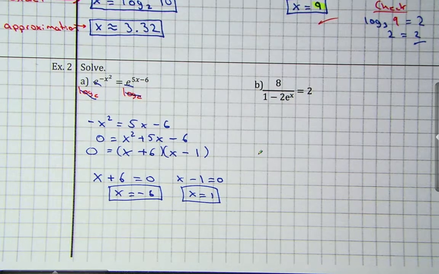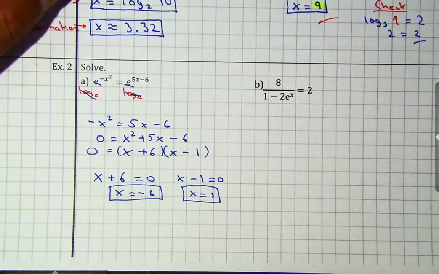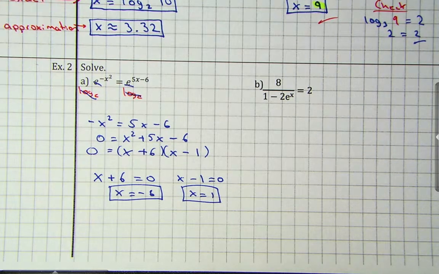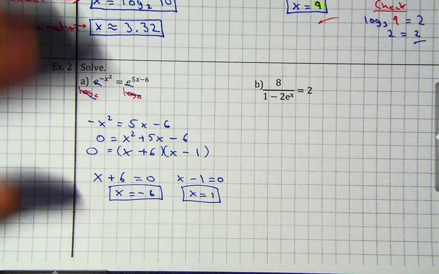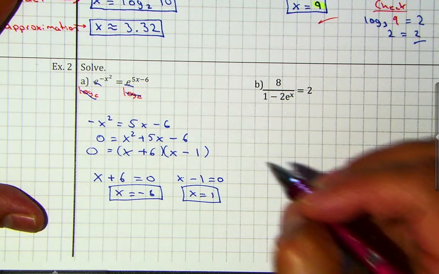Letter B. How can I solve this equation? So try to solve it. Go and pause it, solve it, and see what you get. You got it? So in this case, I want to get rid of my denominators. Remember, every time you have a fraction, you want to get rid of the fraction.